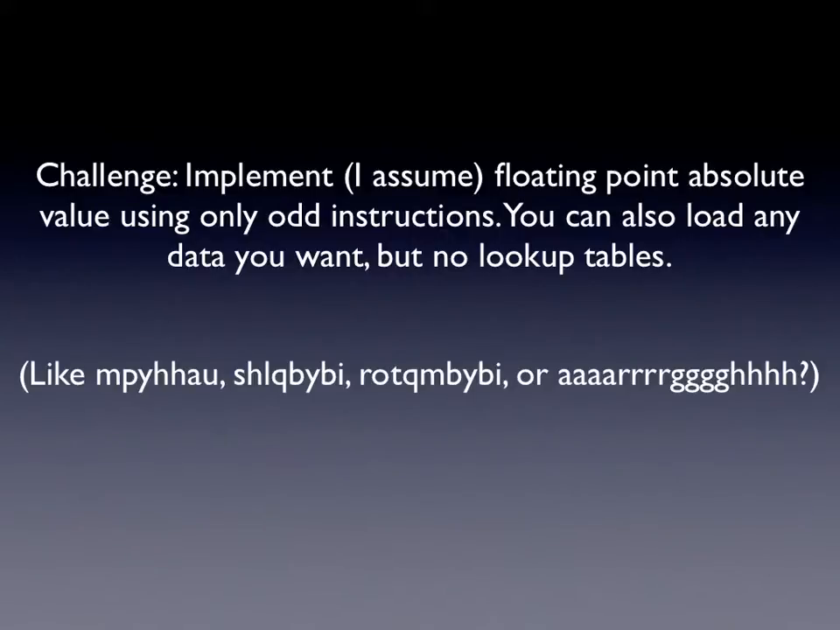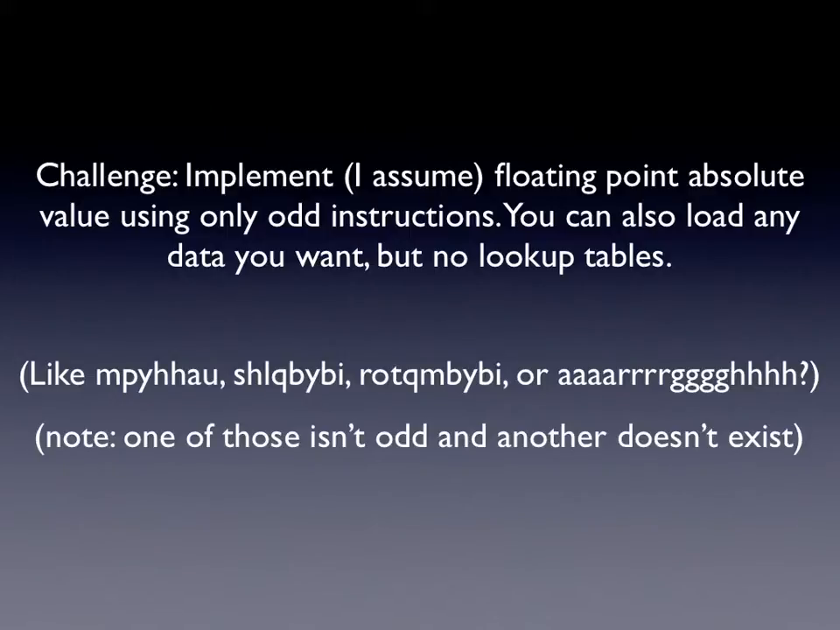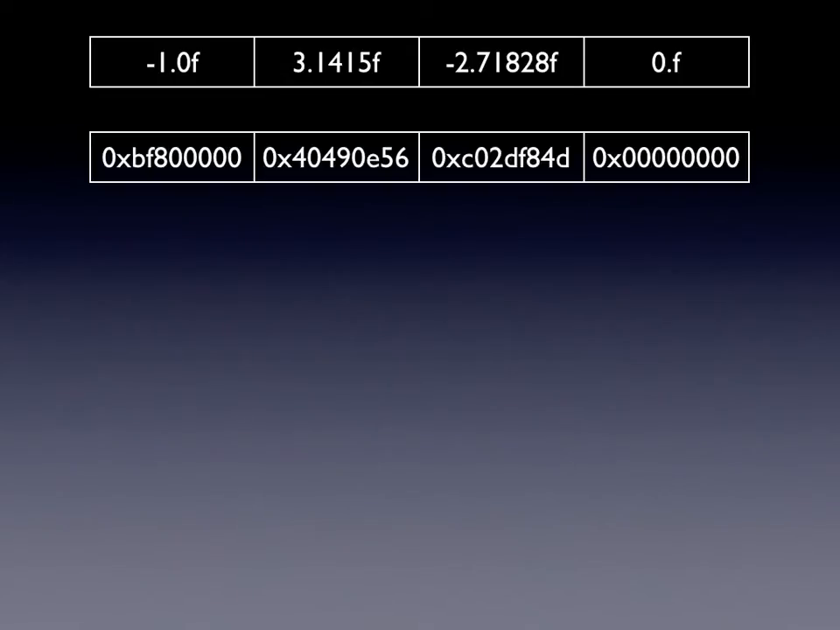Okay, so what do I mean by odd instructions? I will cover that in a few minutes. However, I would like to point out that these instructions look pretty odd. Turns out that one of them is not, and another one is not actually a real instruction. Okay, cool. So let's just jump right in and look at what a floating point absolute value would look like using even instructions.